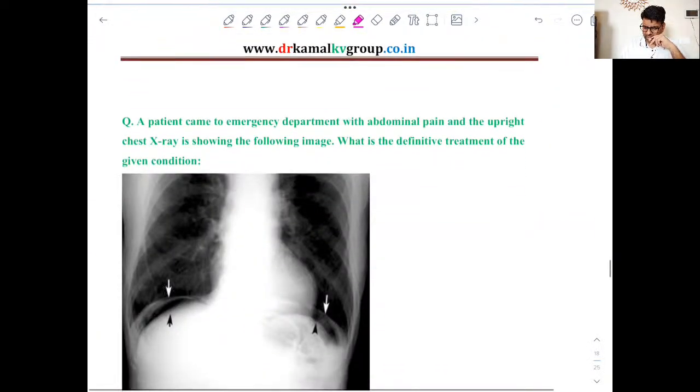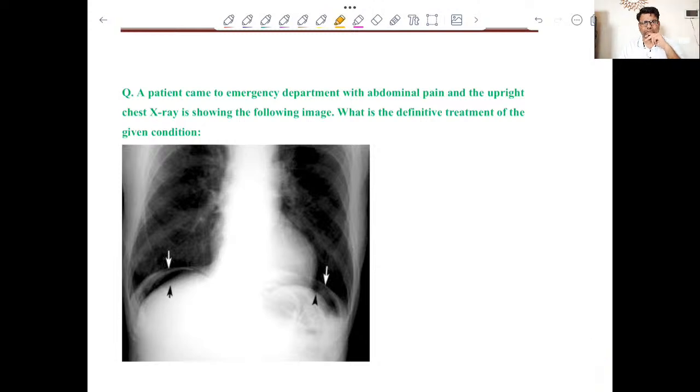Chalo, next question, and I think it is one of the easiest questions you can ever have in radiology, and not just for NEET-PG, even in FMG, everywhere we have this kind of question. A patient presents with abdominal pain, and then we have an X-ray which shows this white line, which is actually the dome of diaphragm. Clear? So we can see the dome of diaphragm on either side.